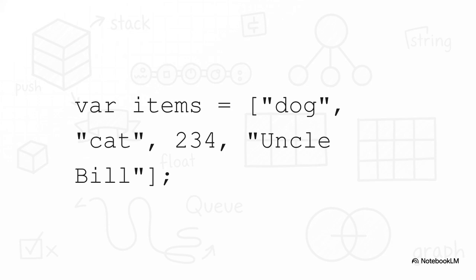And here's how we turn that list into actual code. We create a single variable, items, and we assign it our list of values. See how each item is separated by a comma? And the whole thing is wrapped in square brackets. Now all 4 of those items are neatly organized under just one name.